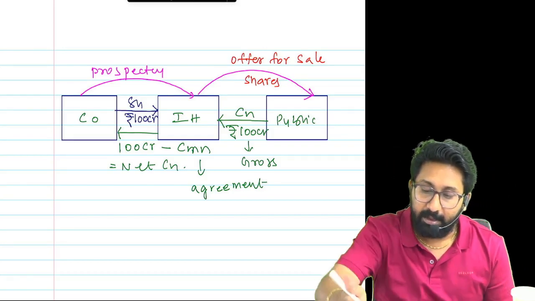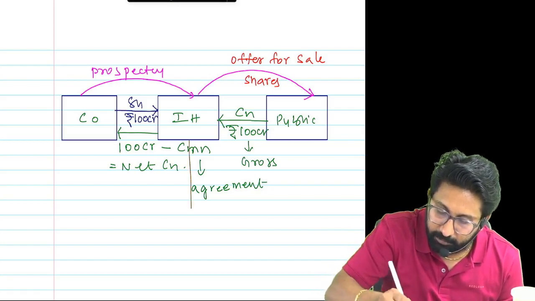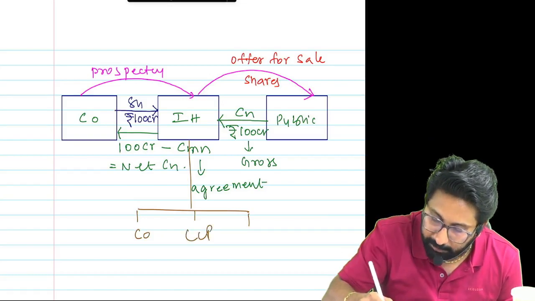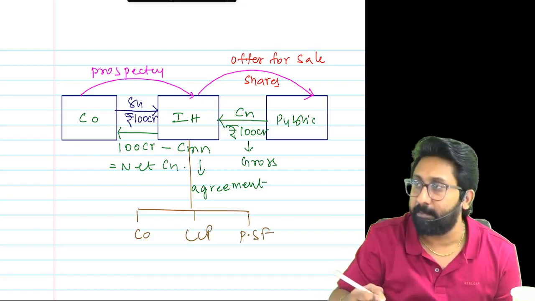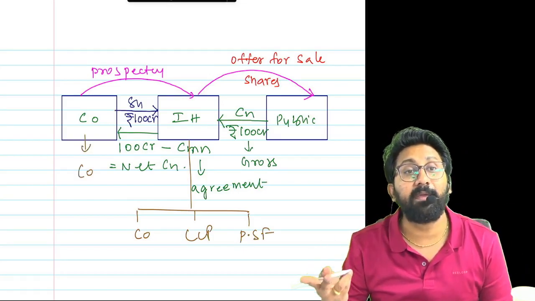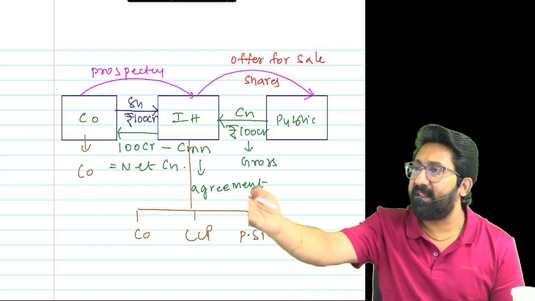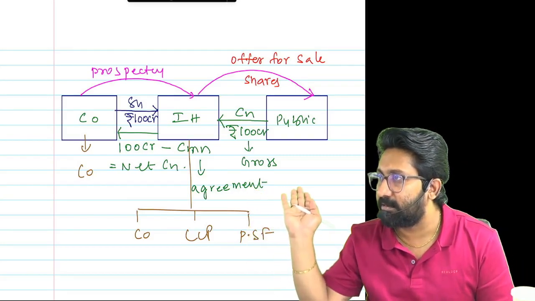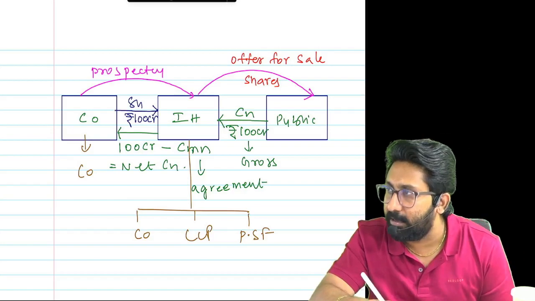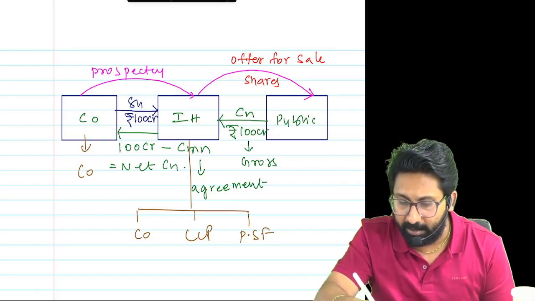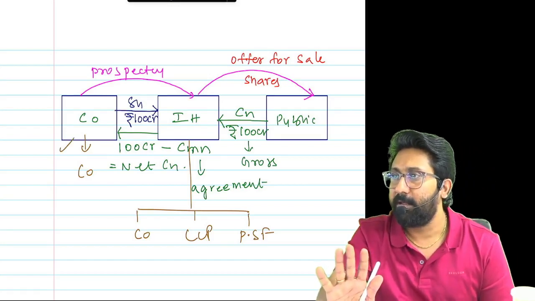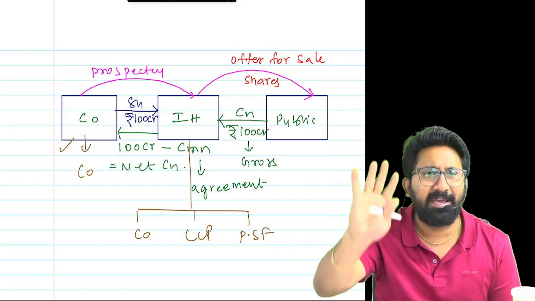See here. This issue house can be a company, LLP, partnership firm, anything it can be. But this first party must be a company only. Please listen carefully. The issue house can be a company or LLP or partnership firm. The issue house need not be a company. The issue house can be anyone.